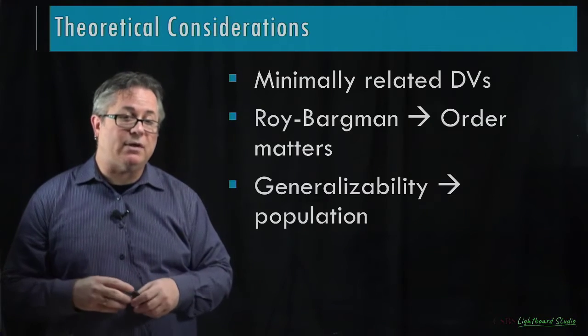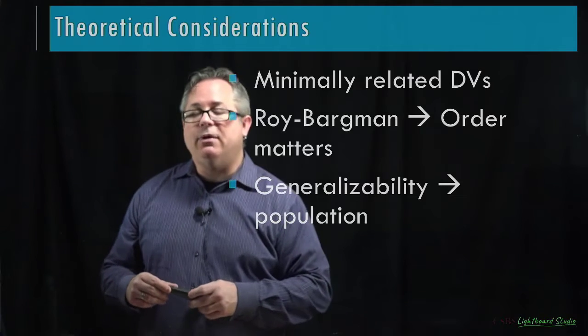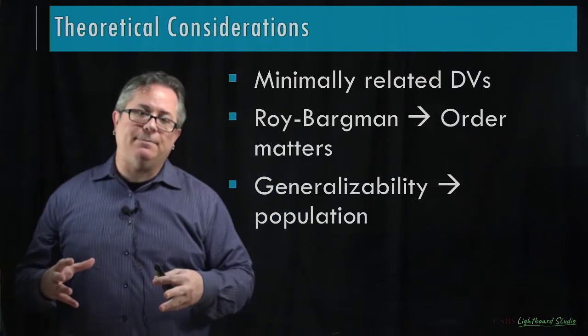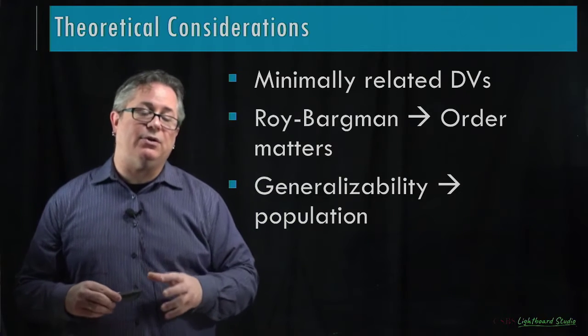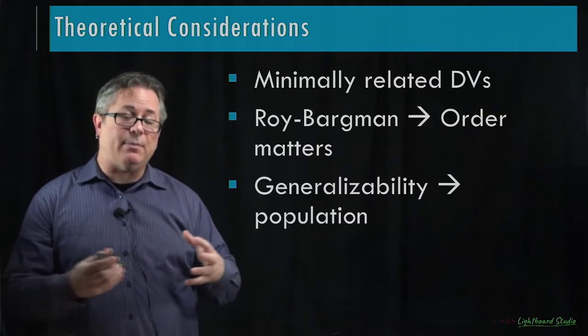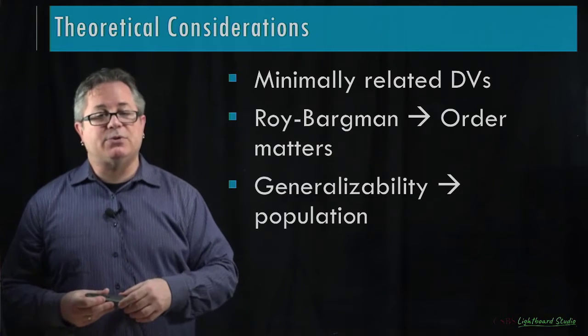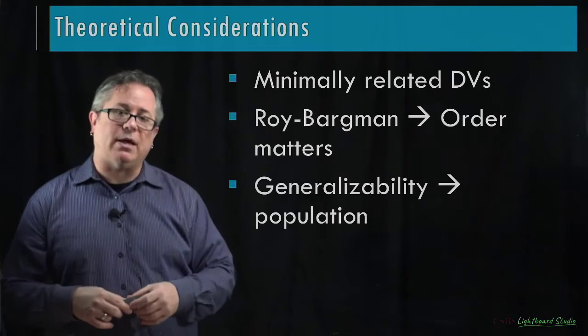You want to avoid things like multicollinearity. If your dependent variables are really, really related to one another and very correlated, it's actually going to reduce the likelihood you're going to be able to find any combination of variables that maximizes group differences, because all the variables are overlapping one another.